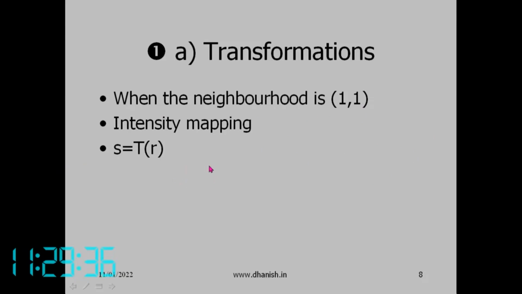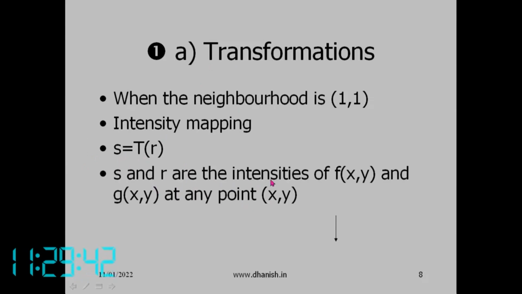So s equals T of r. This is the way the density transformation function will look, where s and r are the intensities of g of xy and f of xy at any point xy. So you don't have to bother about neighbors. Just at that point, if it meets some requirement, accordingly you apply that T function and get g.